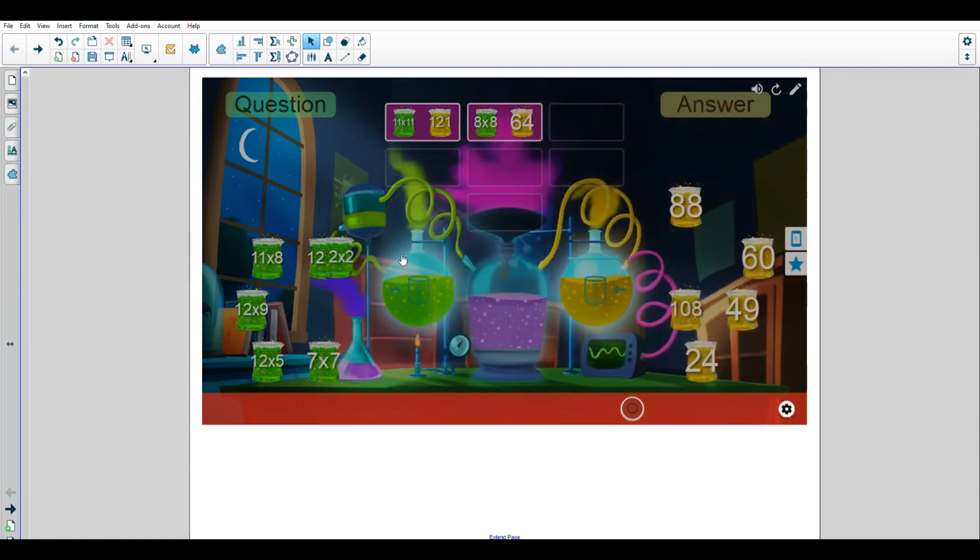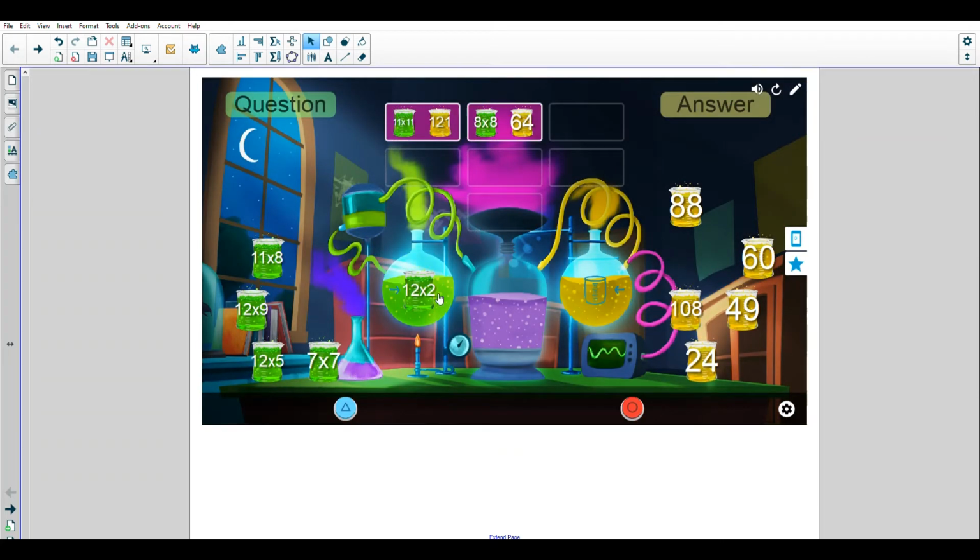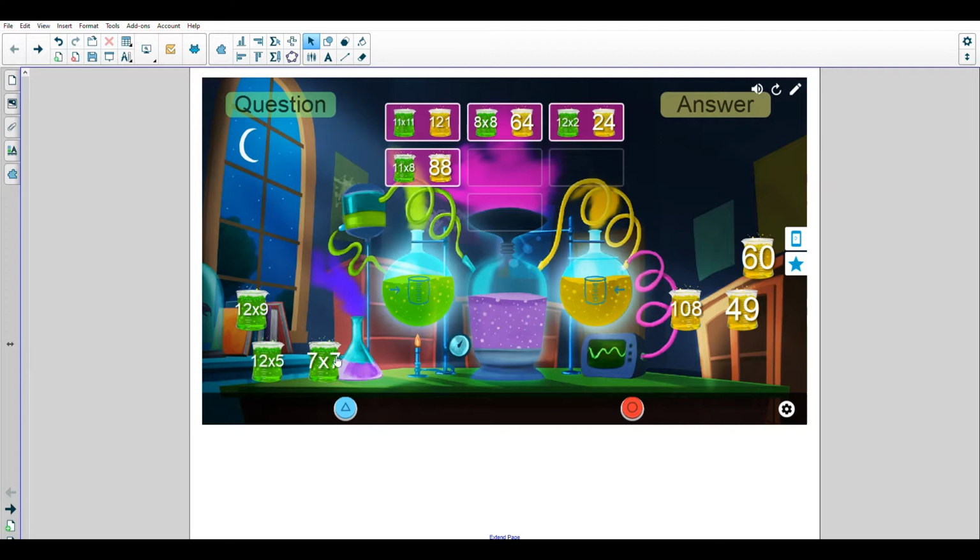Right. 12 times 2. 12 times 1 is 12. So double that should be 24. Right, let's get it this time. Well done, Mr. Nash. 11 times 8. 11 times table is nice and simple though, isn't it? Because that will just be 88. Is that correct? Yes.